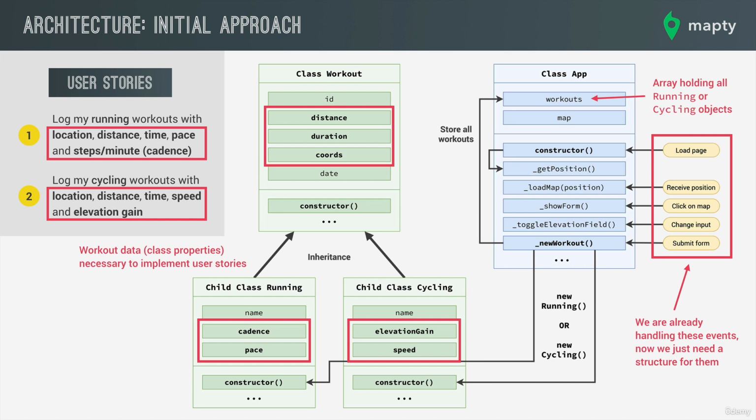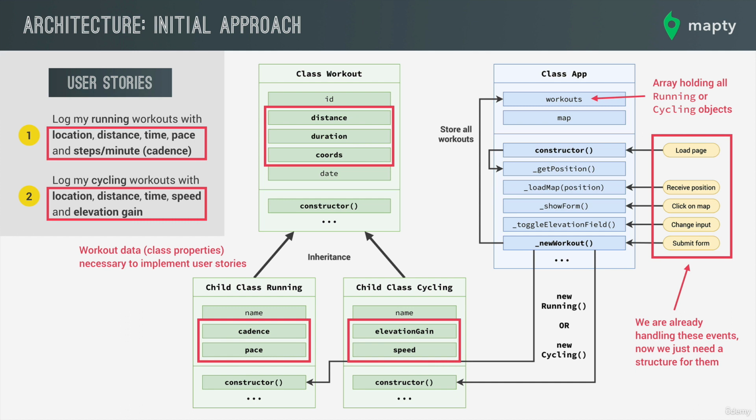Then as we receive that position, we want to load the map based on that position. And so therefore, we're going to have a method called loadMap. Then as we click on the map, we want a method called showForm. Then as we change the input, we want a method called toggleElevationField. And then, and probably the most important one, is the event of submitting the form.